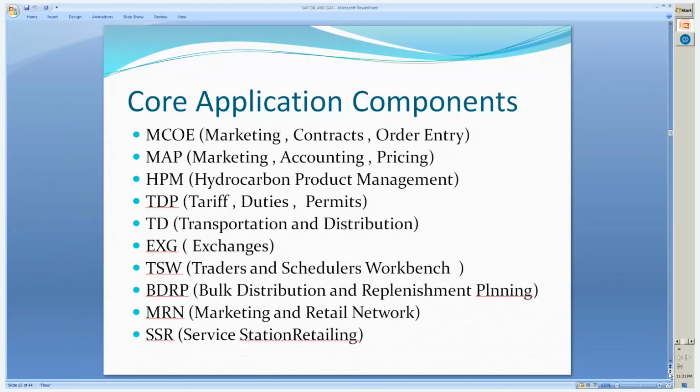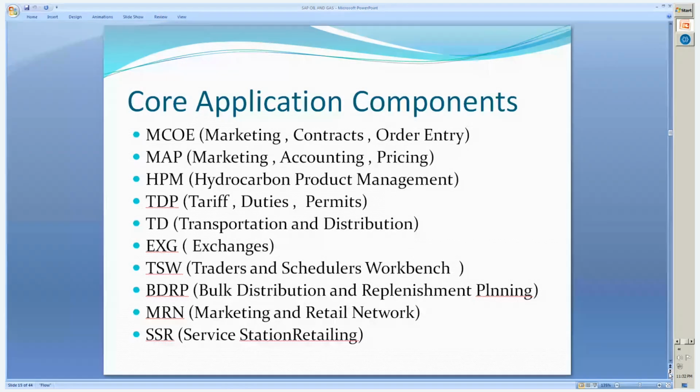In terms of receipts and issues, an adjustment will happen. So this is called the exchange process. Traders and scheduling workbench is a planning tool, and it is one of the most important application components. We'll be working on it. And it is another very important proprietary application component.